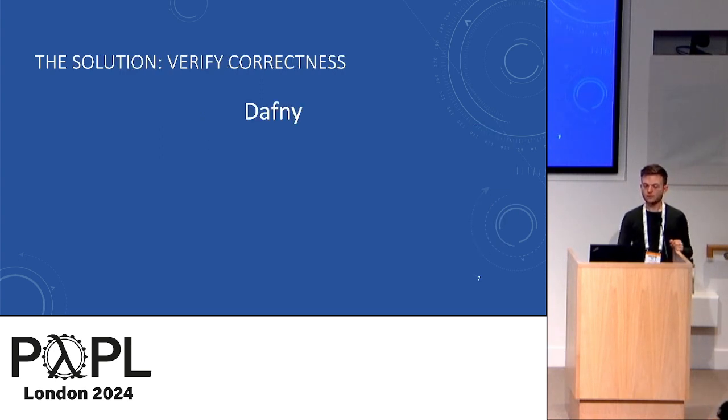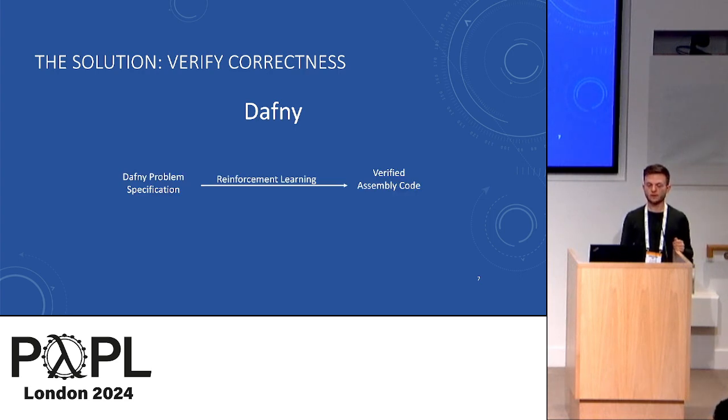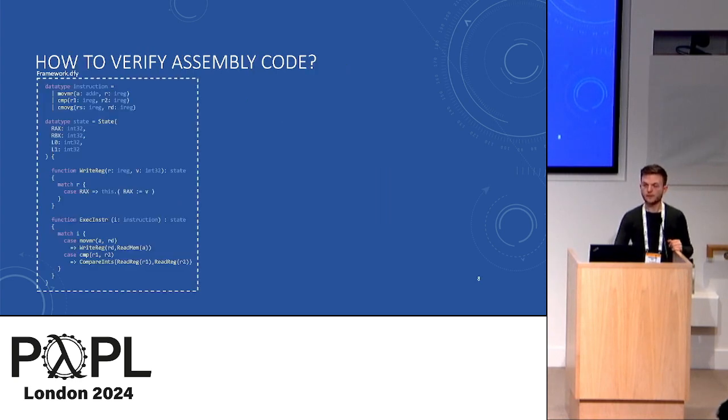Okay. So the proposed solution here is to use Dafny, because using Dafny we can have a problem specification written in Dafny. We can then use reinforcement learning and eventually receive assembly code that's not just tested to be correct, but actually verified to be correct. Okay, so how can this be done?